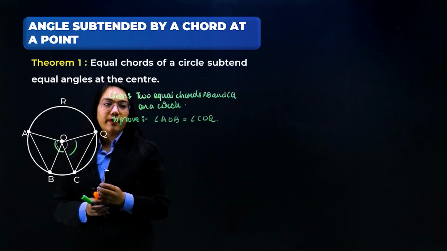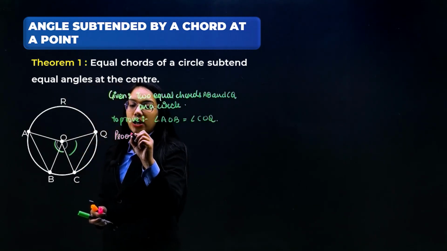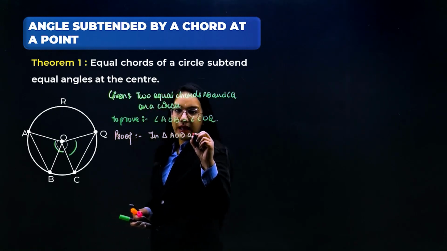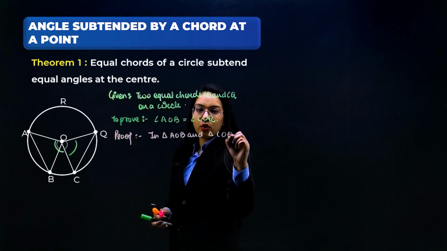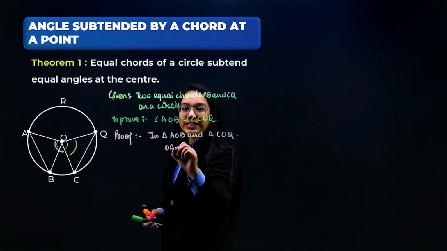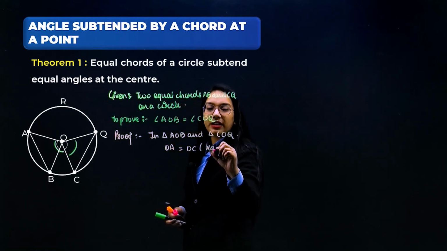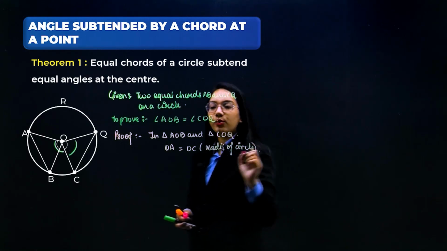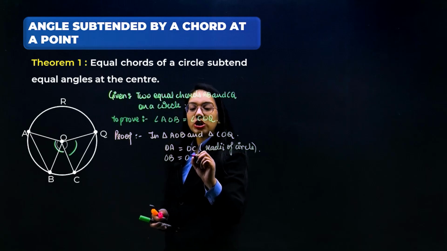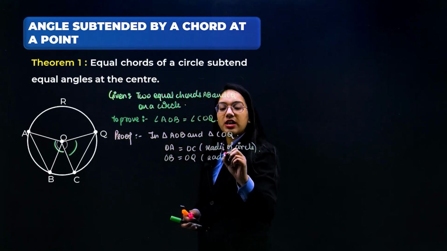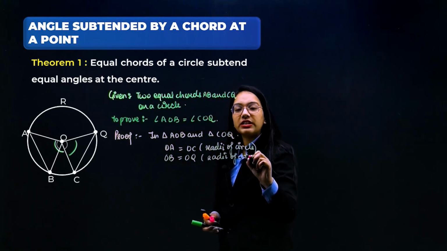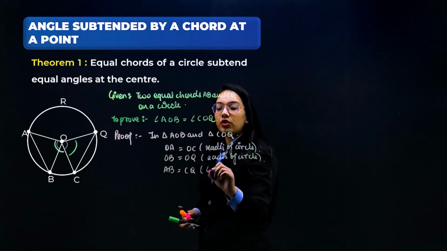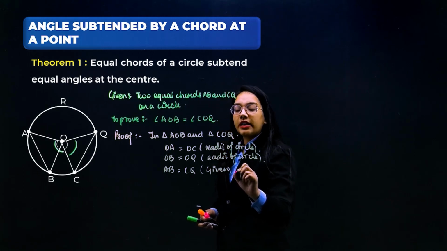Now let us start with the proof. In triangle AOB and triangle COQ, first of all, OA is equal to OC, being the radii of the circle. They are the radii of the circle, so definitely equal to each other. Again, OB is also equal to OQ. Why so? Because they are again the radii of the circle. Again, we know that AB is equal to CQ. It is already given to us that they are equal chords.